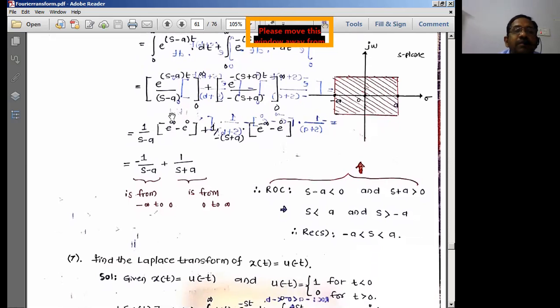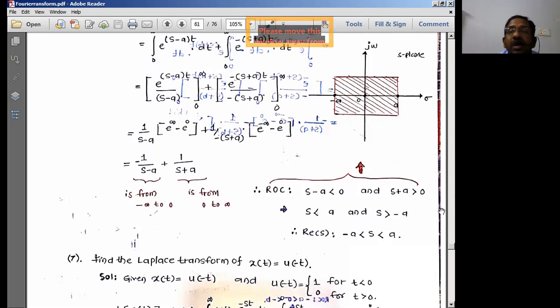The first expression is for the limits t tends to minus infinity to 0. The second one is for t extending from 0 to plus infinity. So looking into the denominator part, s minus a is less than 0. Why is it less than 0? Because t is going towards infinity, and minus is going towards minus infinity. Minus infinity means what? Less than 0. So you should give a less than 0 value.